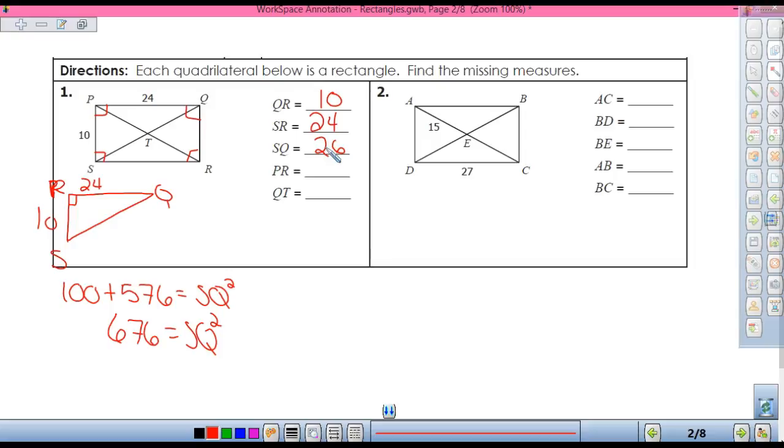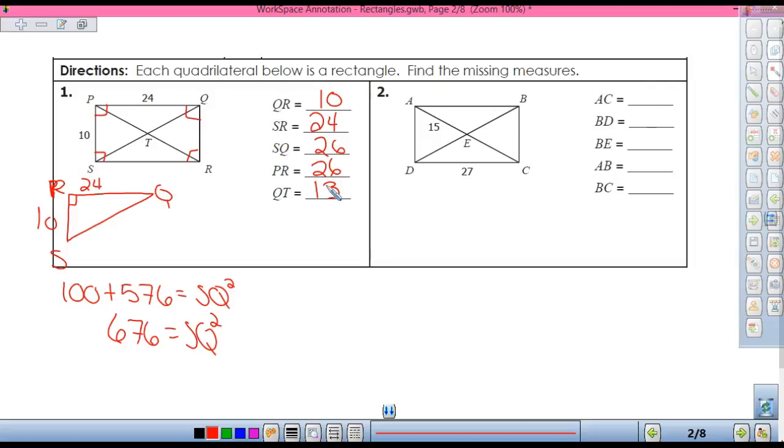Okay, so what's PR? Why? Because diagonals are congruent, yep, it's 26. And then QT is going to be 13, why? Because diagonals bisect each other. Very good. And this, yeah, angles are always super fun, but it's not as hard as parallelograms, I don't think. Okay. All right.